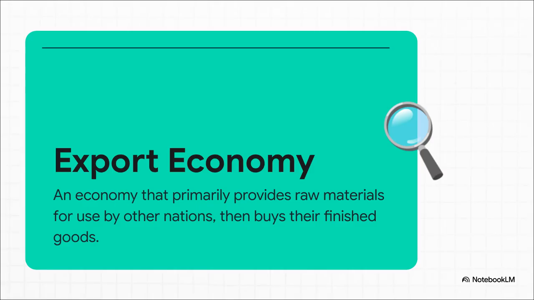The system created what we now call export economies. Basically, colonies were totally transformed to become specialized suppliers for the colonizing country. I want you to imagine your entire region, which for centuries produced all sorts of different foods and goods for local people, is now forced to produce only cotton or only rubber. This completely shattered local economies and created this deep dependency that, in a lot of ways, is still around today.